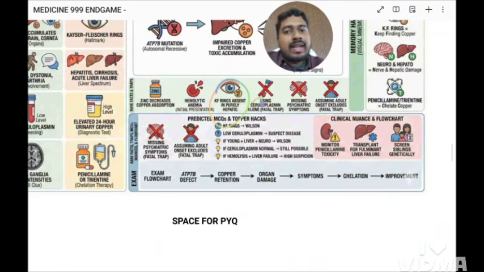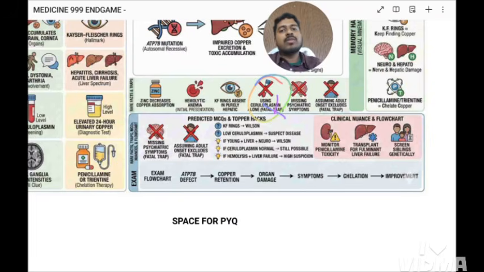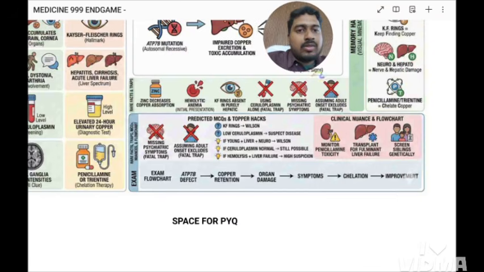Okay, KF rings are absent in purely hepatic cases. KF rings are seen in neuro cases. So if CNS involvement is there, then only you will see KF ring. Now ceruloplasmin alone is of no use for us. We have to see ceruloplasmin along with the 24-hour urinary copper and other supporting diagnostic tests also.